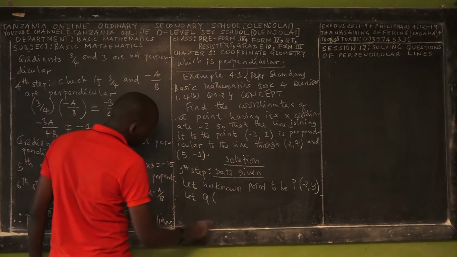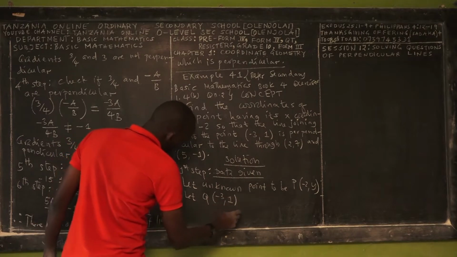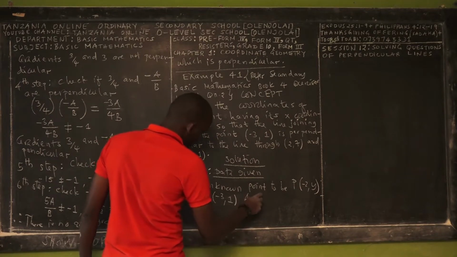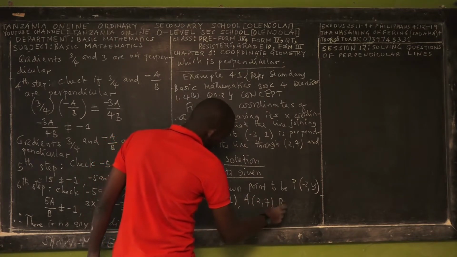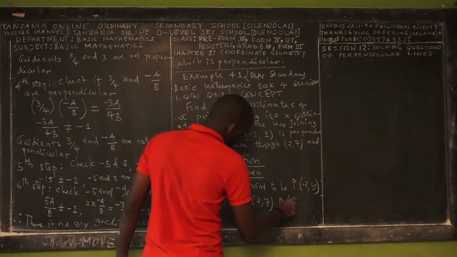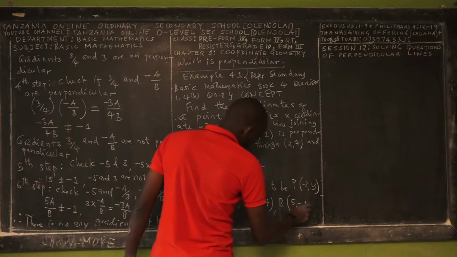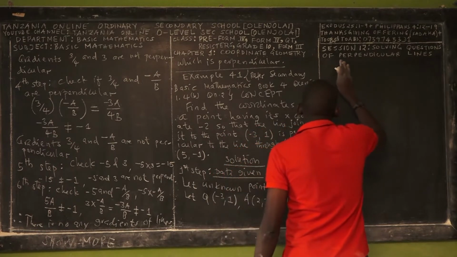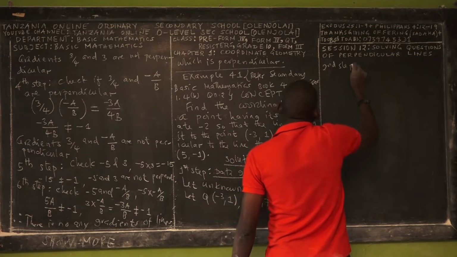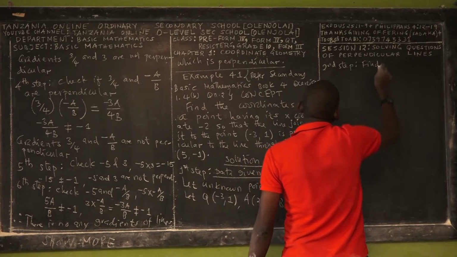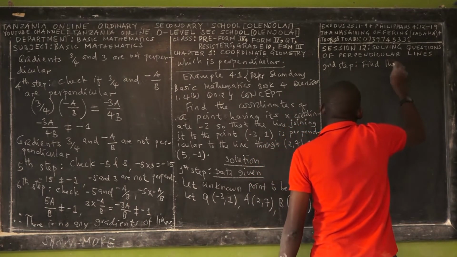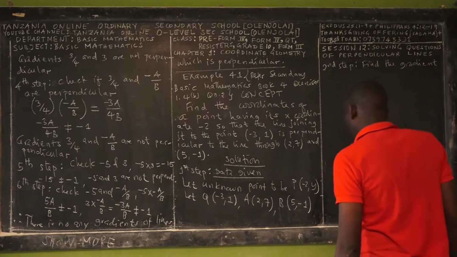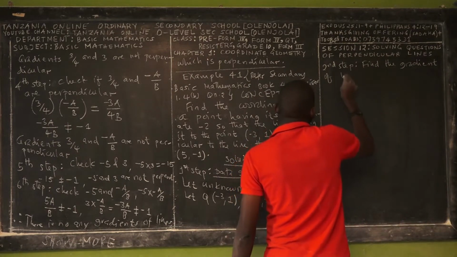Let's take another point Q, -3, 1. And let point A be 2, 7. And let point B be 5, -1. That's the first stage. So the second stage, let us find the gradient of the perpendicular line, the gradient of line AB.